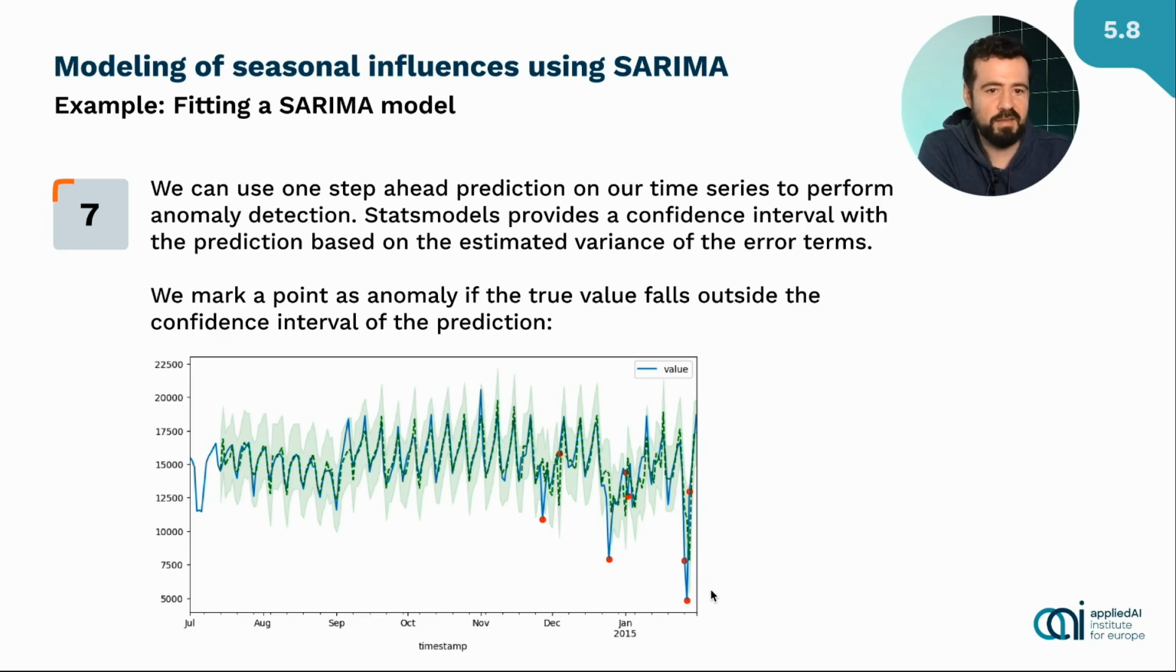Again, you can generate these plots automatically with statsmodels. There's nothing that you need to implement on your own. So what you see is the blue line is the true number of passengers per day. The green line is the forecast. And the light green area around it is the confidence interval. In this case, we have chosen to detect an anomaly whenever the true value lies outside of the confidence interval. I think you can already visually see that at least some of these points are indeed some of the anomalies that we've discussed earlier.